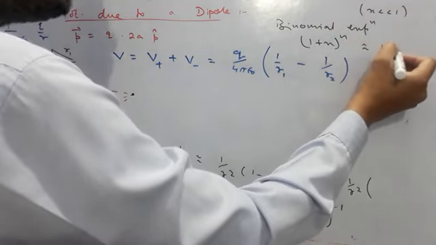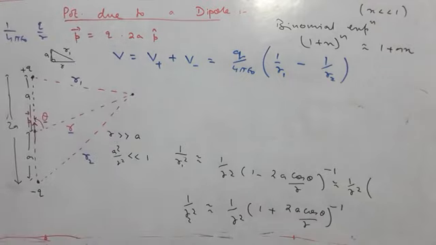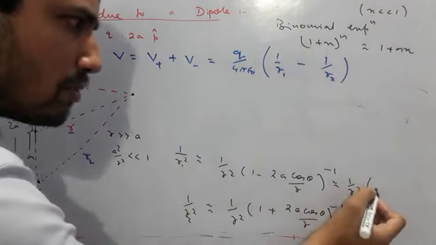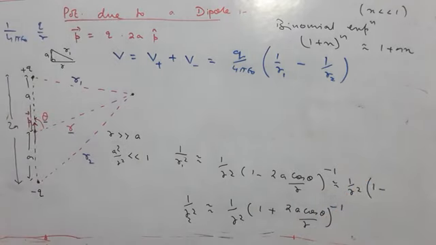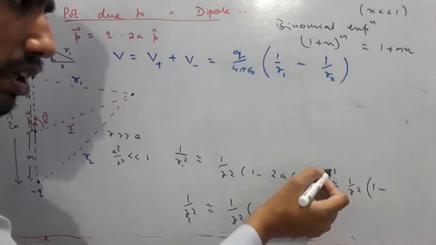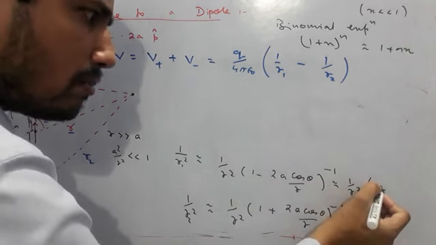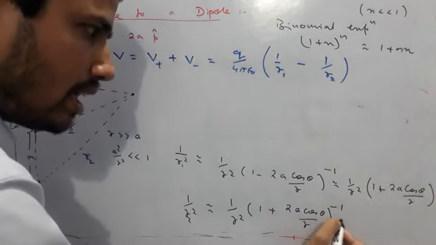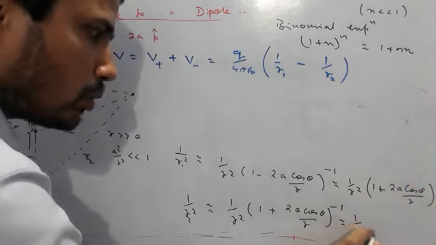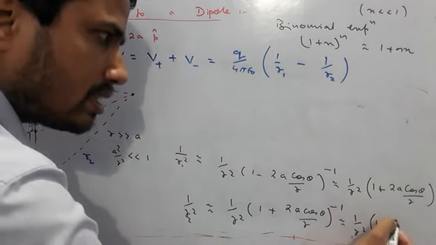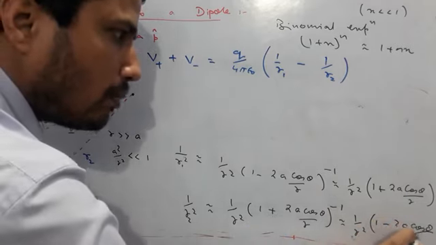This is equal to 1 plus nx, nearly equal to, that is the answer. 1 plus power into this much. So this becomes 1 minus power multiplied by that one. What is the power? Minus 1. This minus and this minus will become plus, so 2a cos theta upon r. Likewise this will become 1 by r square, minus and plus 1. On multiplication we will get minus 2a cos theta upon r.